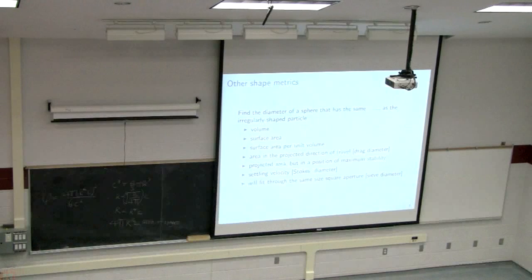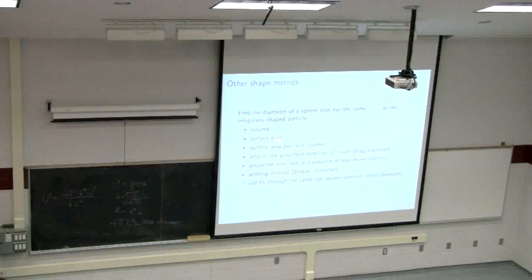Another way we can look at our solids is recognize that the solid has an irregular shape and find the diameter of the sphere that has the same something as the irregularly shaped particle. So what do we mean by that? Well, let's take a look at a few options. What is the diameter of a sphere that has the same surface area of the irregularly shaped particle? So you find the surface area of that irregularly shaped particle, set that equal to the equation for the surface area of a sphere, and solve for the sphere's diameter.